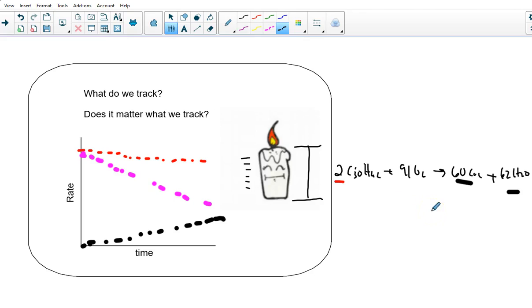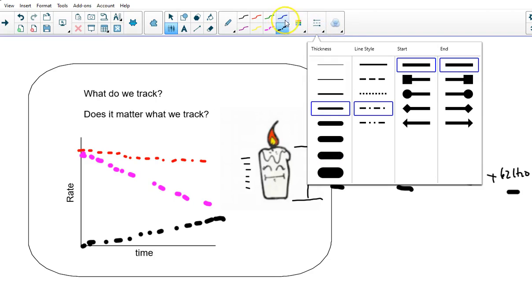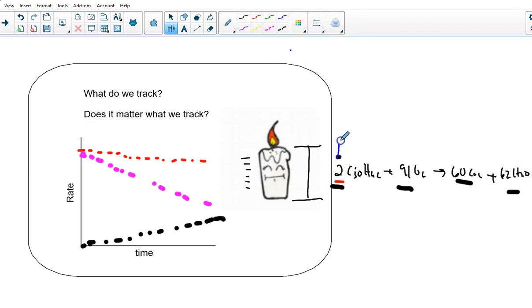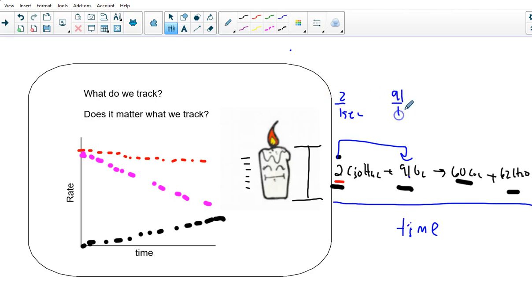Things might be consumed at different rates, but this ratio here is locking everything. For every 2 of these, let's grab something a little lighter, easier to see, for every 2 of these, I consume 91 of these. So everything's running under the same time frame. If I consume 2 of these in 1 second, I consume 91 of these in 1 second. That ratio holds true whether I'm doing 4 in 2 seconds or 182 in 2 seconds. So the relative rates here hold constant.